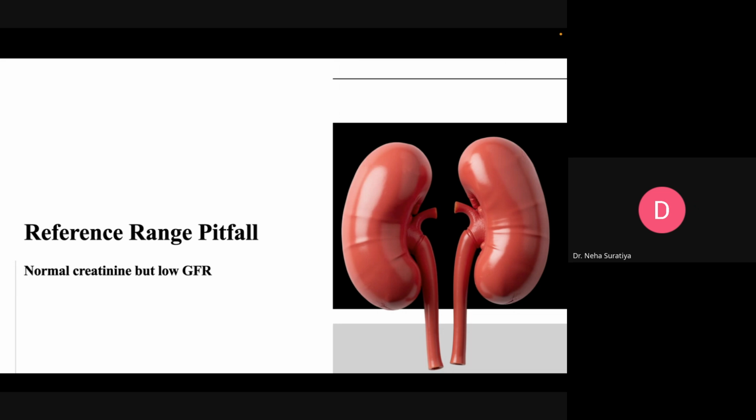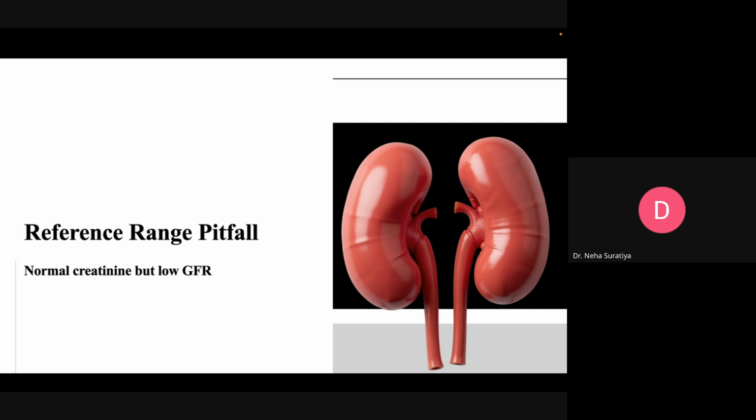Now let me discuss reference range pitfalls with you so that it will be clear. This slide shows one of the most dangerous lab pitfalls, guys. A patient may have normal creatinine but still have poor kidney function. Sounds dangerous, right? Why is this happening? Because creatinine depends on muscle mass, guys. Elderly patients, thin patients and malnourished patients produce less creatinine, right?